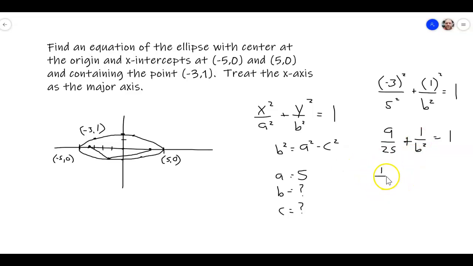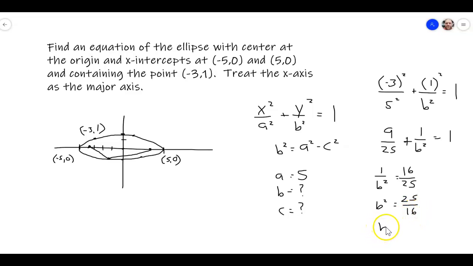I'm going to get 1 over b squared is equal to, 1 can be written as 25 over 25. So 25 over 25 minus 9 over 25 is 16 over 25. Now here's a little trick you may not have seen, but if you don't believe me, go ahead and cross multiply and divide and see if you can get this yourself. But whenever we have fractions like this and we want to solve for b squared, I can just invert both, or take the reciprocal of both sides. So in this case, b squared is equal to just the reciprocal of that, so that's 25 over 16.